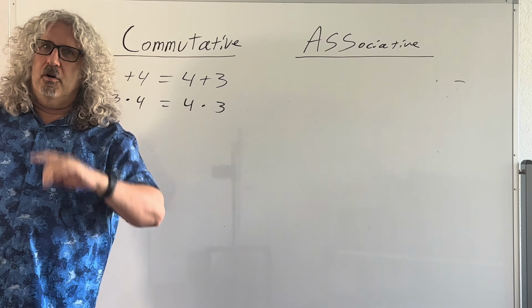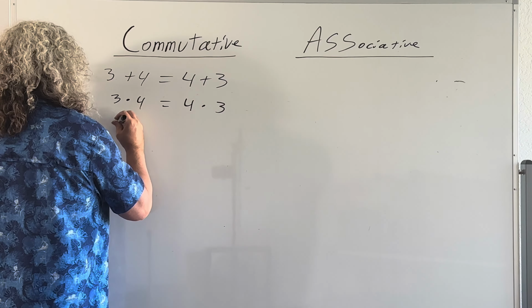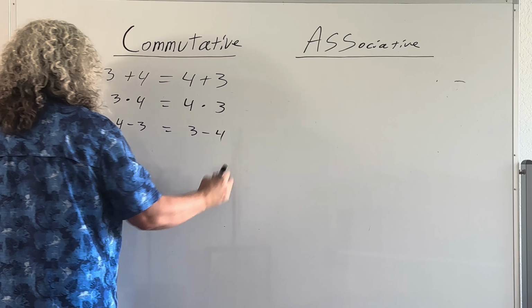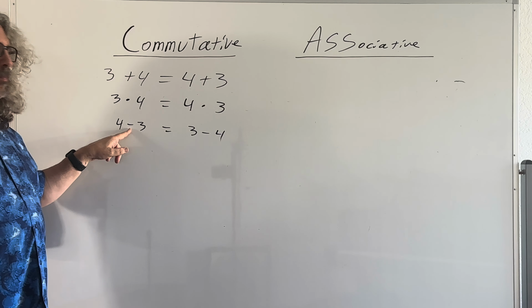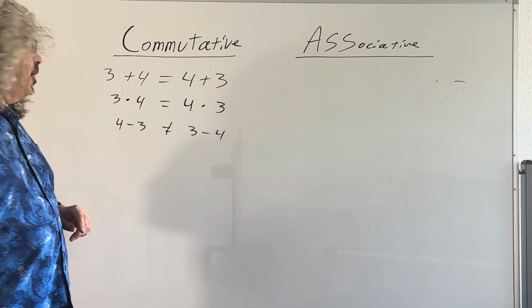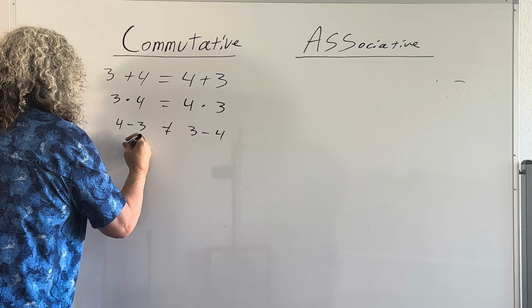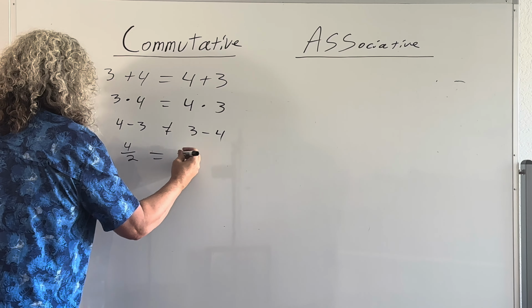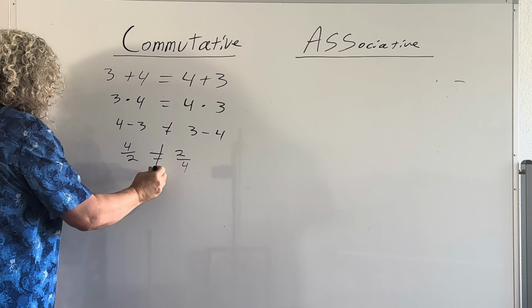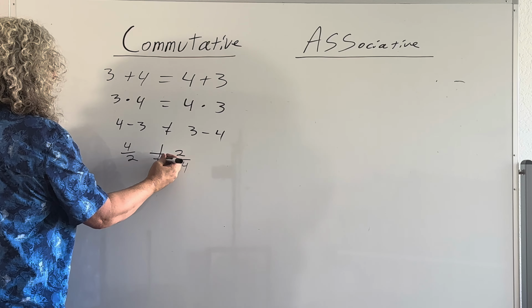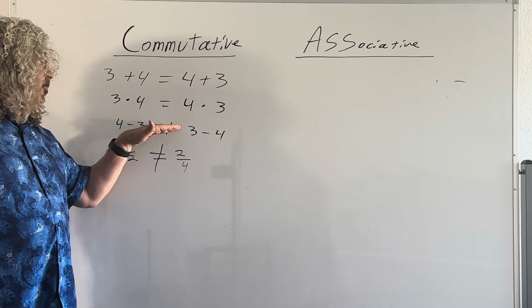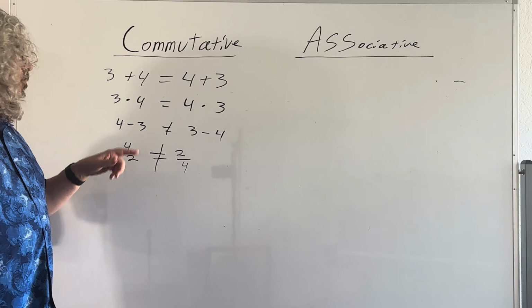It does not work for subtraction. So if I were to go 4 minus 3, is that equal to 3 minus 4? Well, this would be a positive number, this would be a negative number, so no, it does not work. And it's the same thing with division. If I have 4 divided by 2, does that equal 2 divided by 4? And the answer is no, that does not equal. So commutative property works for addition, multiplication, but not subtraction, and it does not work for division either.